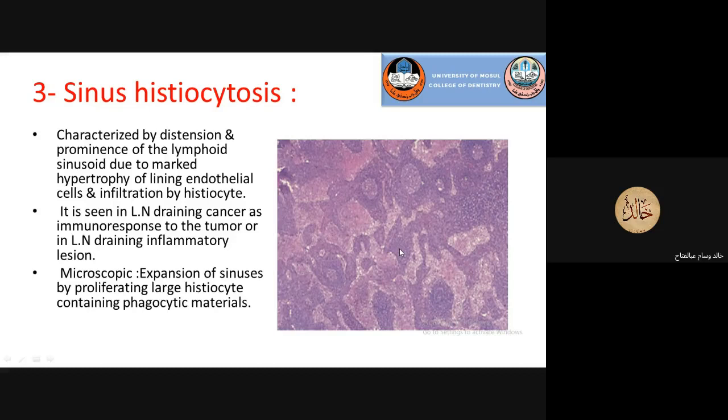This pattern of chronic lymphadenopathy is seen in lymph nodes draining malignant tumors as an immune response to this tumor, or in a lymph node draining an inflammatory lesion. So if we have a malignant tumor, it will induce a pattern of chronic lymphadenopathy. We call it sinus histiocytosis because the lymph node is trying to make an immune response against this malignant tumor. Okay, microscopically there will be expansion of the sinuses, as we see here. There is expansion of the sinuses by infiltration of macrophages that contain phagocytic debris.